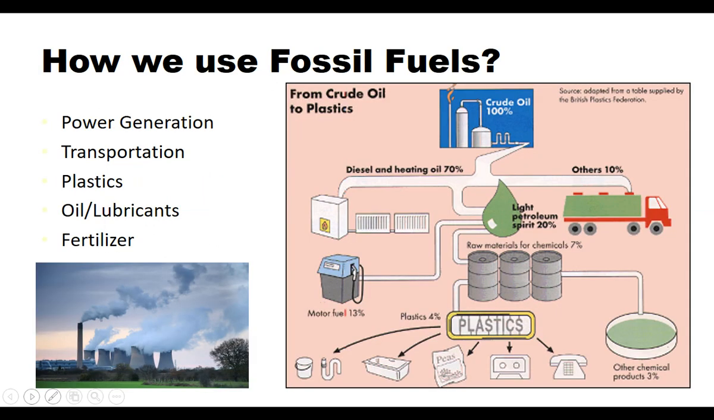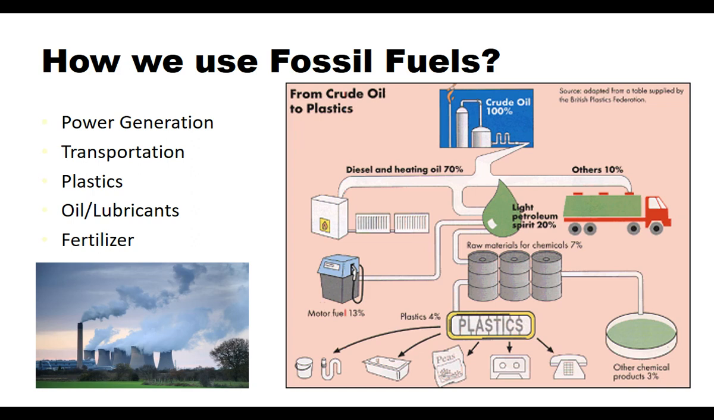So how we use fossil fuels. So, right, we use them for lots of different things. We've already talked about how we use them to generate electricity. We also use them for transportation, our trucks and our cars and our trains and our planes and our boats and whatnot. We use them to make plastics. We use them to make oil and lubricants and also to make fertilizers. So we use them a lot for a lot of things other than just electricity generation and transportation, which are the ones that you think about the most.